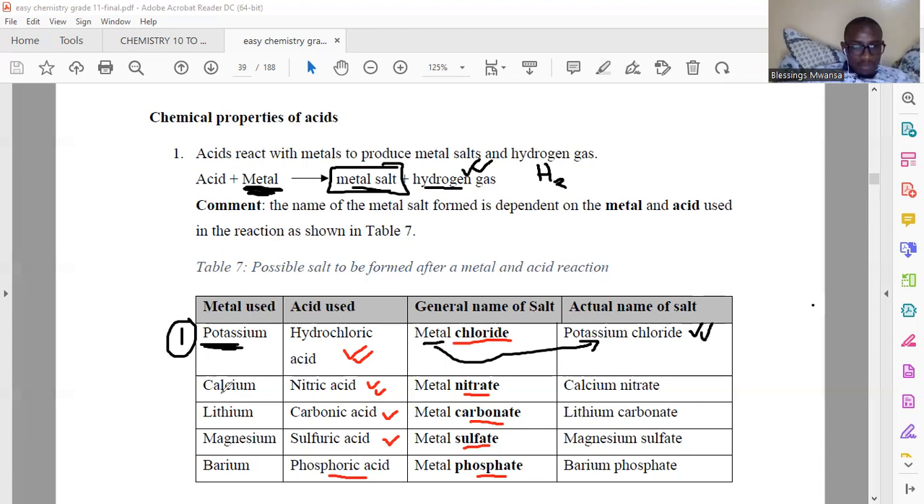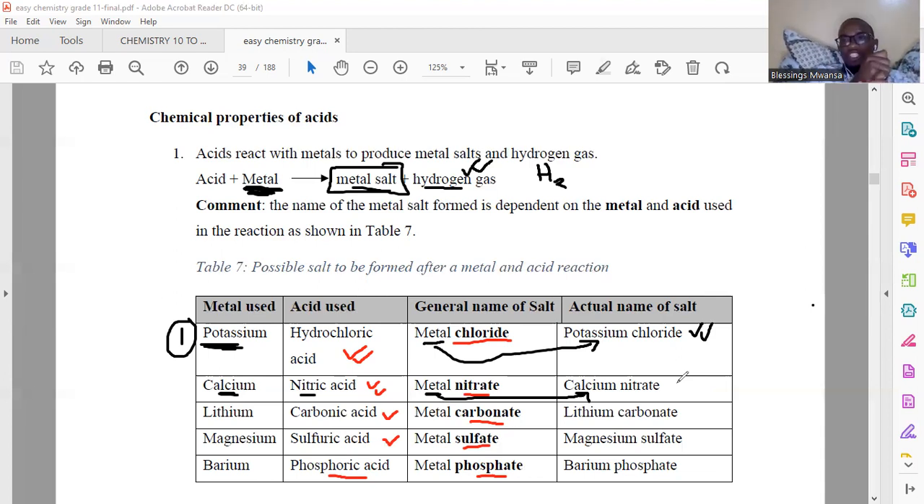I'm using calcium here, and it's reacting with nitric acid. So on the metal part here, where we say metal nitrate, I will just replace it with the name of the metal, and it becomes calcium nitrate. So this is how we produce a salt. A salt is dependent on two things: a metal that you're using and the acid.